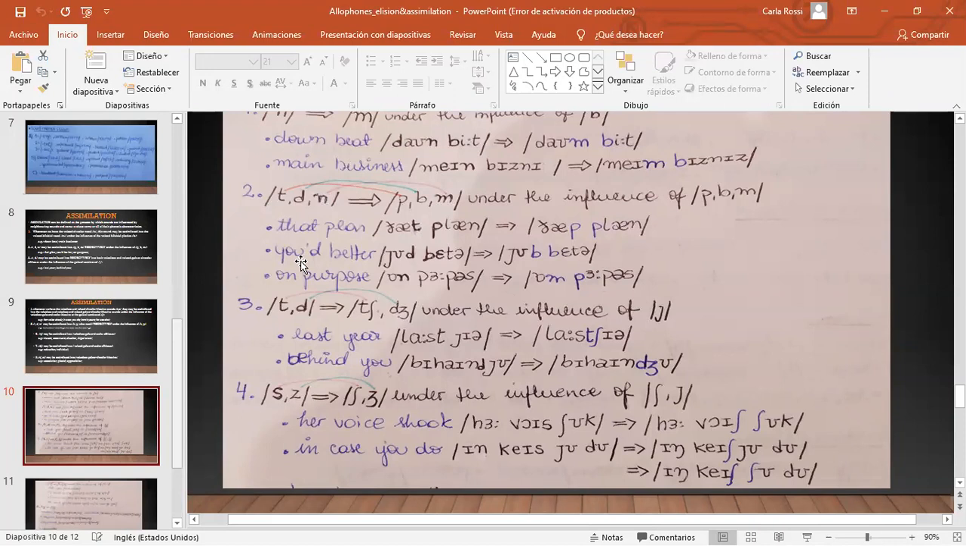That's why, for example, we have these two words, that and plan. Instead of pronouncing that plan, how would you pronounce it? Can somebody pronounce these two words assimilated? Yeah, please. That plan? Good. The same. Use better in this case.